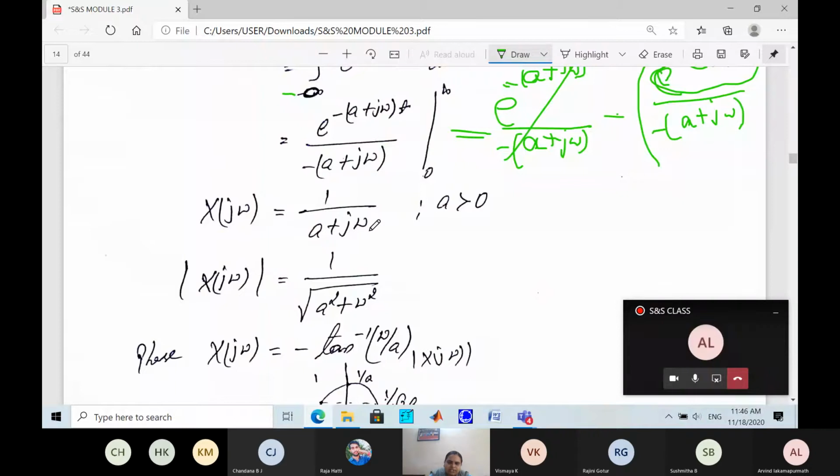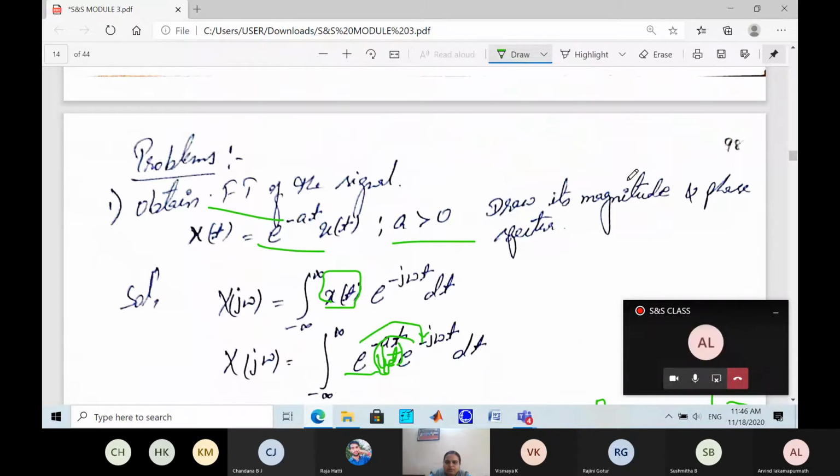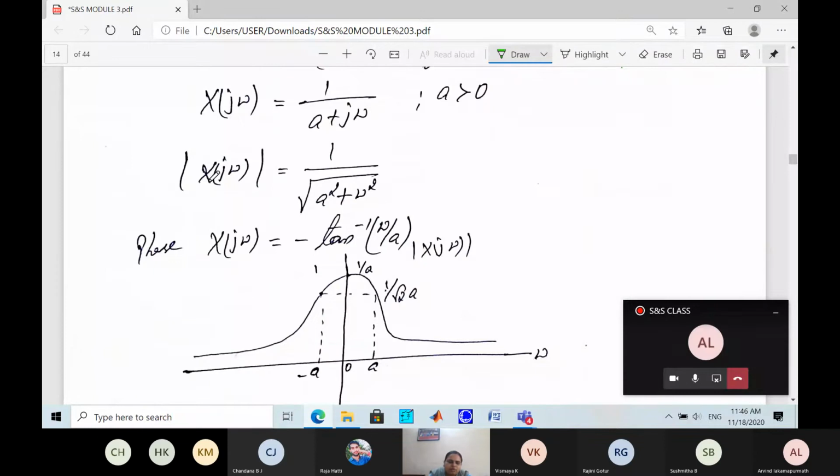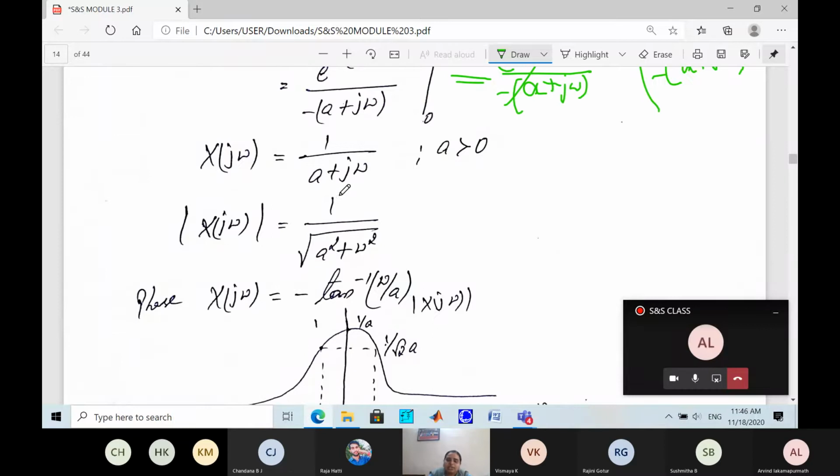After getting the Fourier transform, we have to find the magnitude and also the phase. So when you want the magnitude, that is mod of x of j omega, what will you do? You did this in your ECS subject, I hope. For a complex number, the magnitude is the square root of real square plus imaginary square, right? Same thing here: 1 divided by square root of a square plus omega square. That will be your magnitude part.